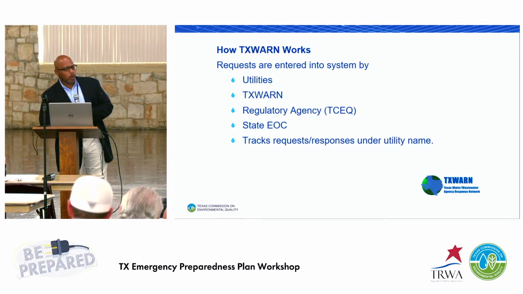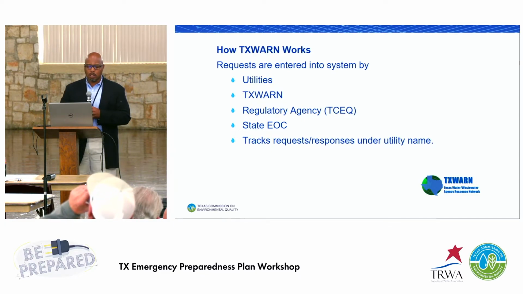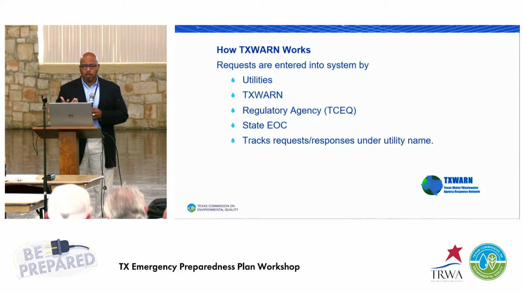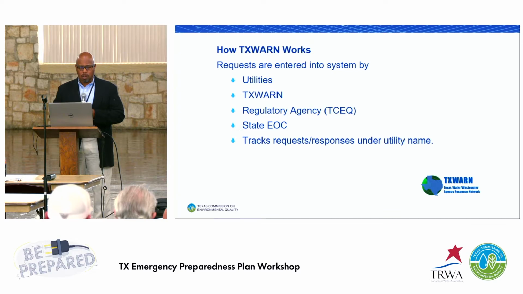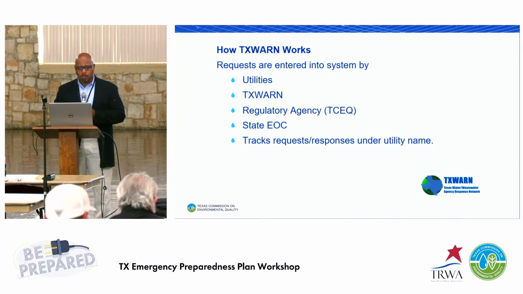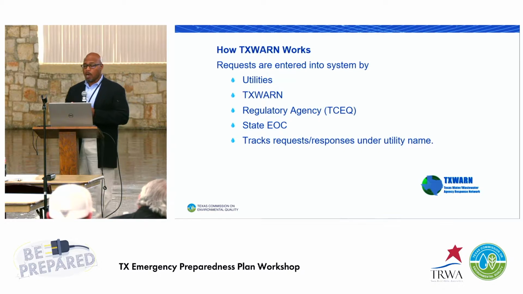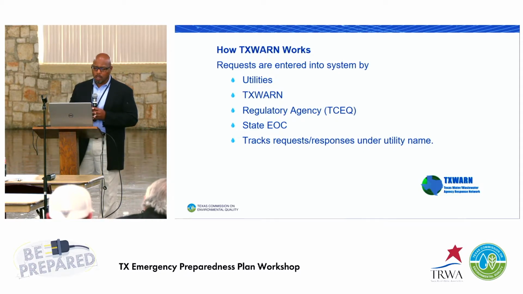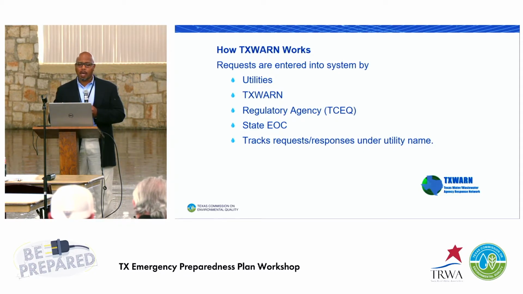So the request can come from anywhere. Most of the time it's from utilities, but TxWarn can generate a request as well based on information they get. There have been requests from TCEQ or TDEM from the State Emergency Operations Center. So again, they're clued in with that group, and there are a lot of times where they'll ask TxWarn, hey, can you go out and help this utility? Can you find some assistance for them? TxWarn's responsibility is to do that, but also to track those requests and responses under that utility's name so that those requests don't get lost in the process. Either they get fulfilled or not, but there's a response either way to the utility.